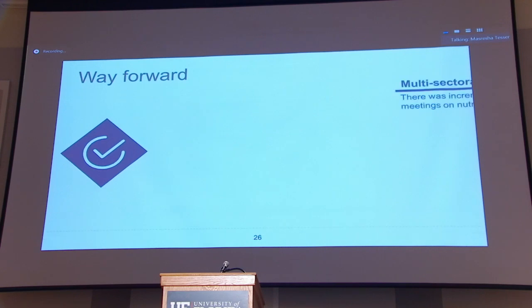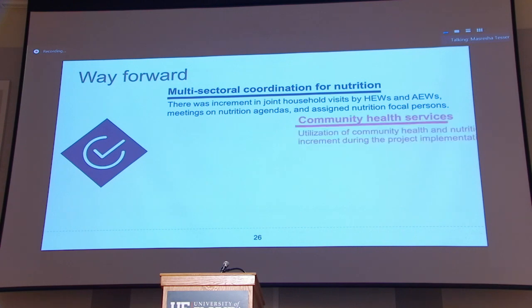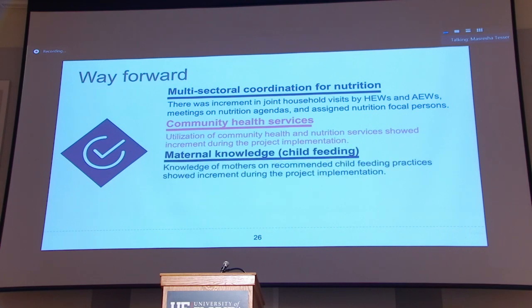So going forward, in terms of multi-sectoral coordination, there was especially an increase in joint household visits by both health extension workers and agricultural extension workers. We have also seen that the utilization of community health and nutrition services has increased during the intervention. And we have also seen that the knowledge, especially of caregivers and mothers, has largely improved during the intervention period.